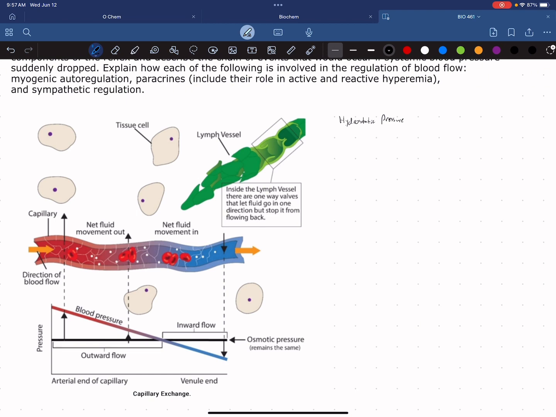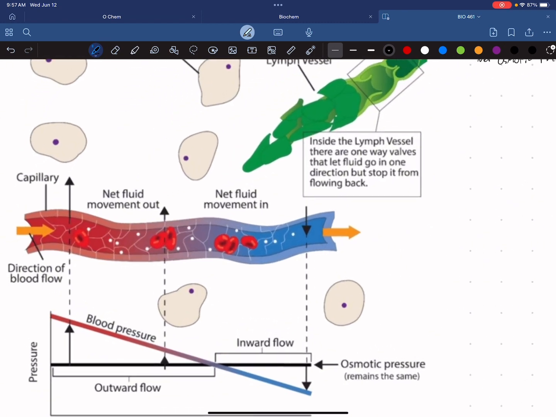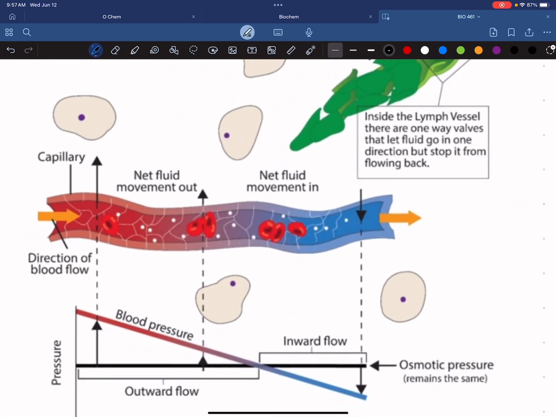And we also have net osmotic pressure, and that is describing the movement of solutes in and out of the capillaries. So we'll go ahead and highlight the different kinds of pressures that we see. We'll label this diagram. That will be the best way to describe it.